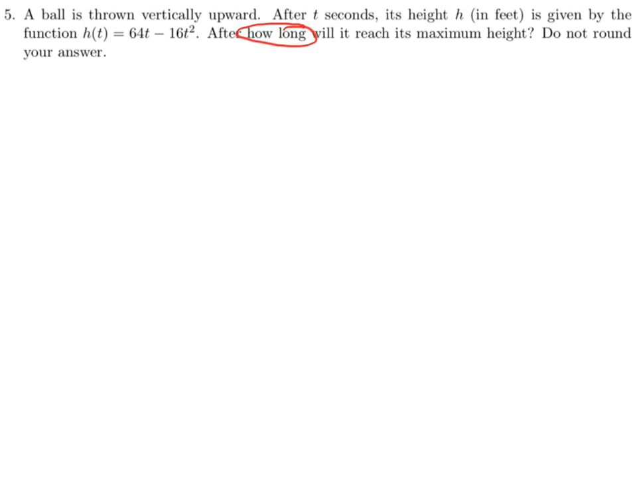So how long, is that the input or the output? So how long refers to time, right? And time in this problem is represented by t. And t is the input because the function is h of t. And the output is going to be height. So because it's asking after how long will it reach its maximum height, we know we're looking for the vertex. But in this case, we're looking for the first coordinate of the vertex because we're looking for t, or input.